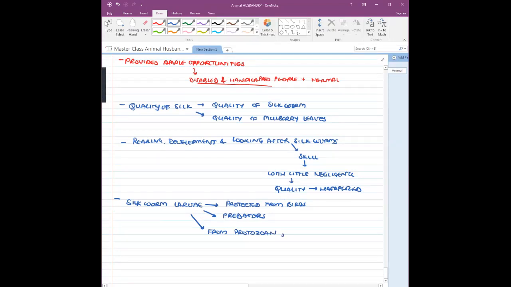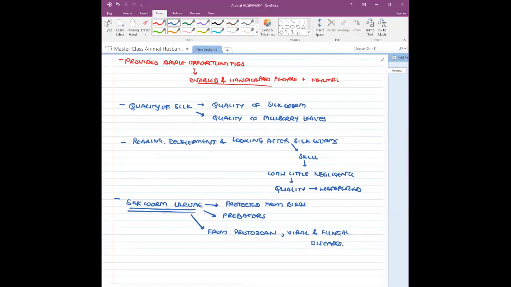So, protozoan, viral and fungal diseases. This is also one very important thing, guys. Because of this, we need to take utmost care of these silkworms, because if by any chance something goes wrong, the quality of silk, the production, everything is going to be hampered.